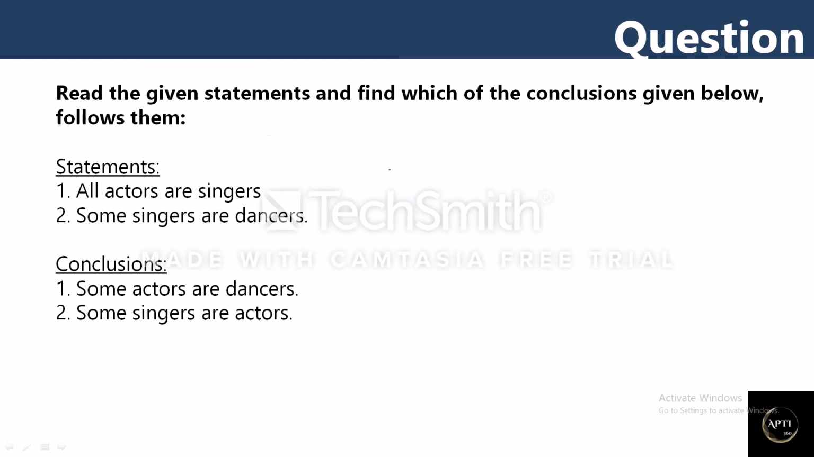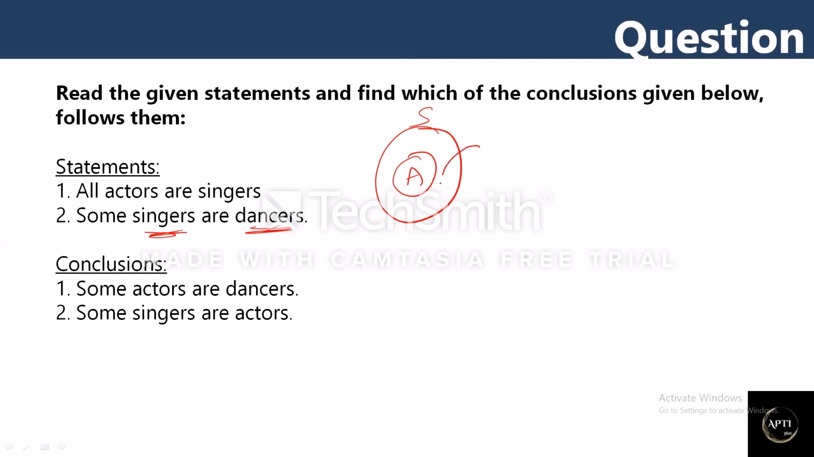All actors are singers. For the first few questions, I will draw the minimum case and maximum case to help you understand clearly. The first statement: all actors are singers. Now, some singers are dancers, which means I need to draw a Venn diagram between singers and dancers. I should not disturb the others, meaning the actors here.